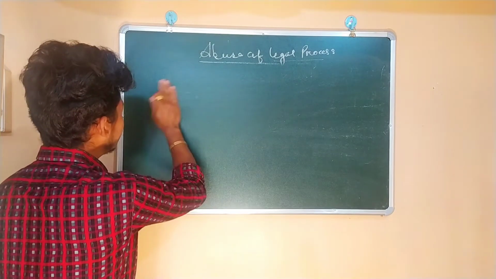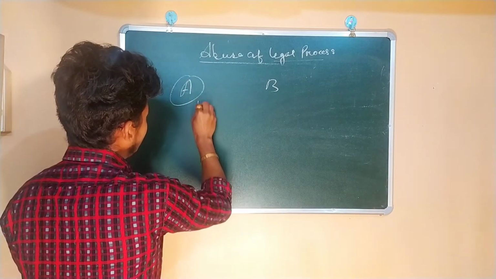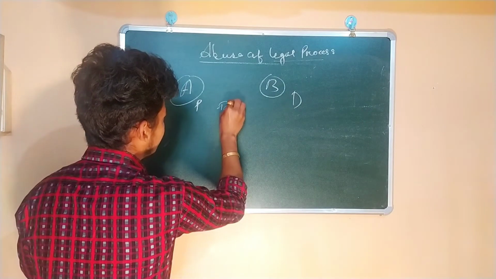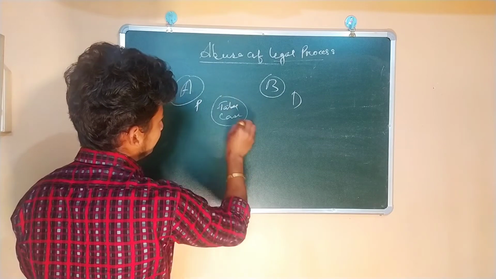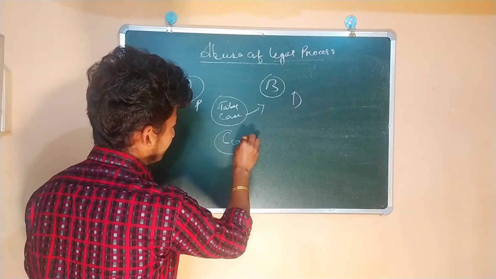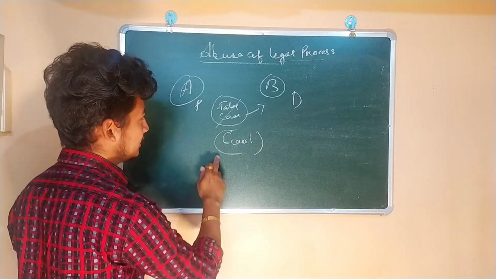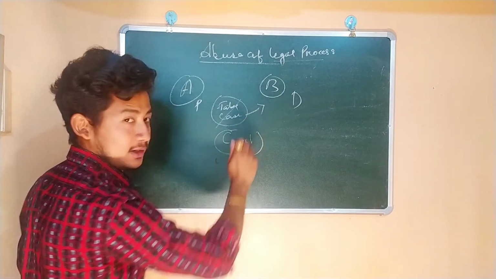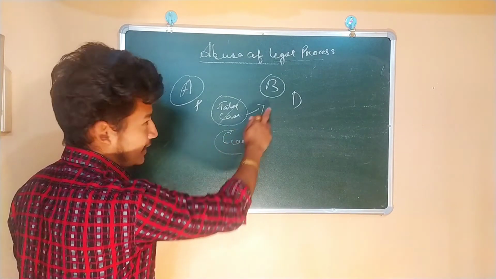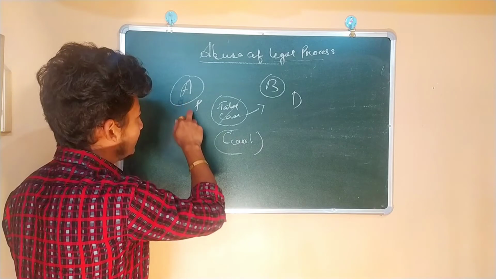Okay, let's see. So there are two parties, A and B. A is a plaintiff and B is a defendant. So the plaintiff filed a false case against the defendant. Then the court dismissed the case. After that what will happen? The defendant is being harassed because of the act of A, because the plaintiff filed a false case against B.